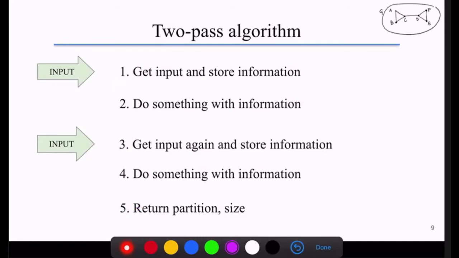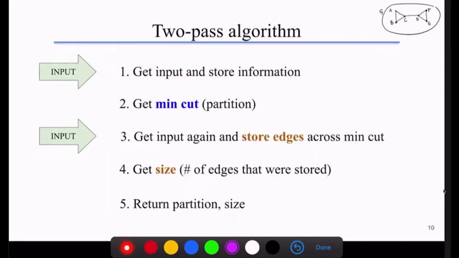Okay, so we want to know what exactly we are going to do in these two passes. We see that we want to return two things, right? We want to return the partition of the min cut as well as the size. So we're going to delegate different tasks to these passes. In the first pass, we're going to get the partition, and in the second pass, we should be able to get the size of this partition, of this cut. So it'll look something like this. In the first pass, all we want to do is get the partition of the graph. So it'll look something like this: ABC on one side and DEF on the other side. And then in the rest of the algorithm, we're just going to get the size of this partition.